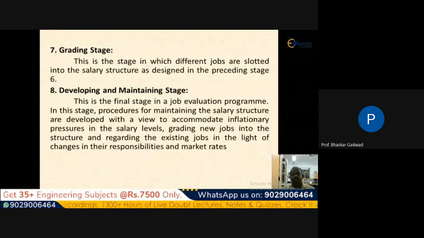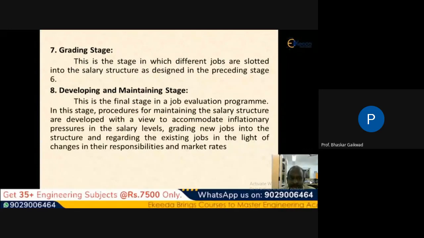Then comes the grading stage. As I said in the previous cases, it is going to be graded. You prepare a document in the previous stages, but here you are going to grade it. It means that you are going to make a hierarchy. Now I know the worth or value of the job, so I am going to make a hierarchy of the particular jobs.